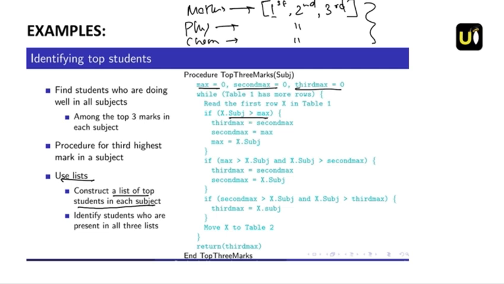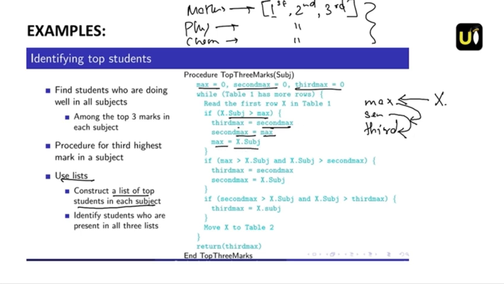If x subject is greater than max, then third max becomes second max. So this was like we did before. So there's a max, second max and third max. If the x of a particular subject has marks greater than the first max, then this person's marks become the maximum marks, and the second max marks go into third max, and the max marks go into second max. So third max becomes the previous second max marks, the previous max marks become the second max marks, and the x subject becomes the max marks.